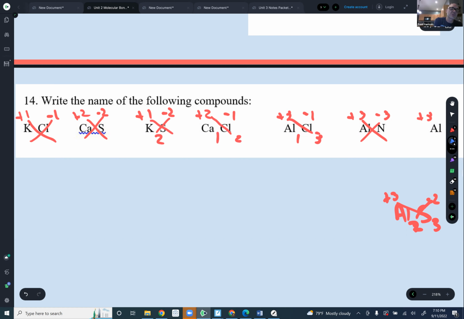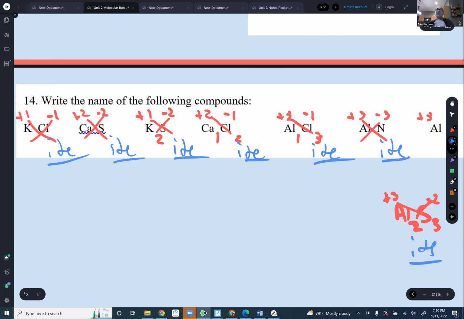Now the naming of this one is potassium chloride, calcium sulfide, potassium sulfide, calcium chloride, aluminum chloride, aluminum nitride, and aluminum sulfide. Notice every stinking one of the binary compounds ends with IDE. And that is how we finish up this topic.